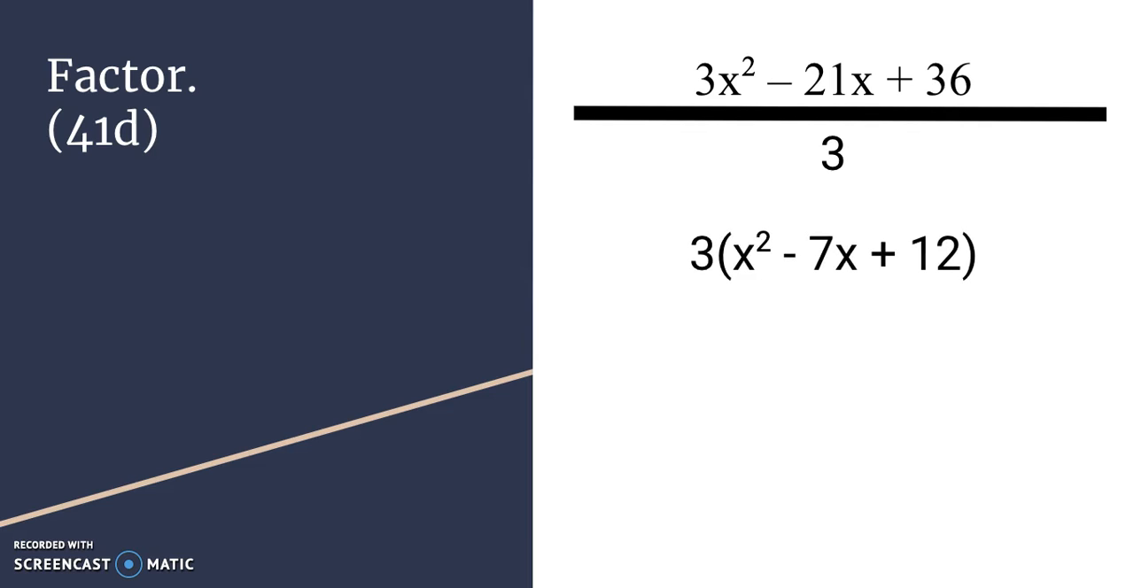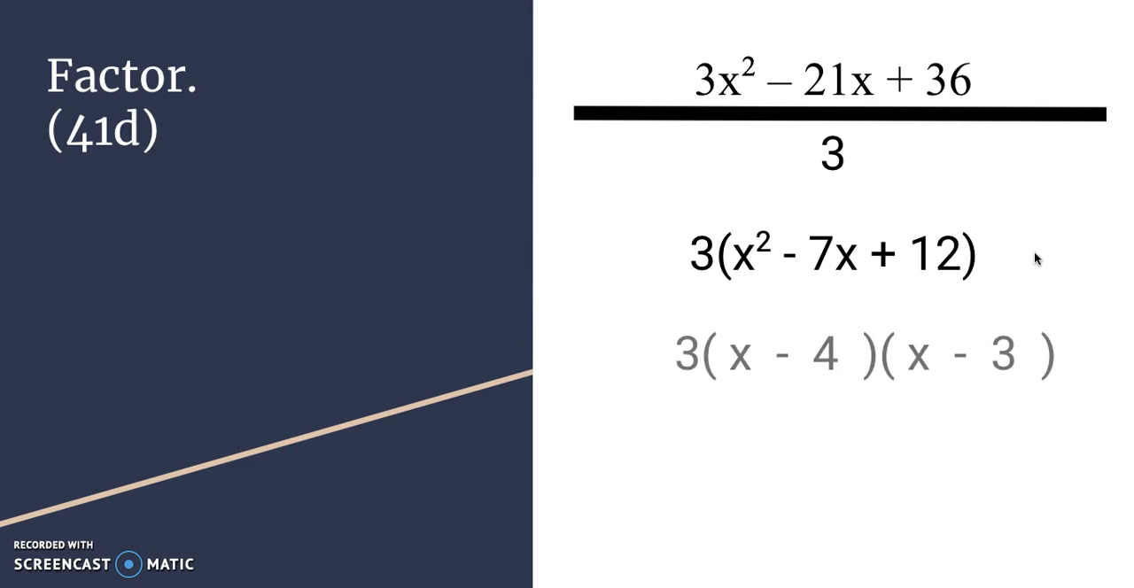When I divide every piece by 3, 3 goes into 3 one whole times. I have an x squared left over. 3 goes into negative 21, negative 7 times. Again, I have an x left over. 3 goes into 36, 12 times. Now, if I was factoring greatest common factor, I'd be done at this point. Because I'm not, it's asking me just to factor it. I have to turn this trinomial into two binomials.